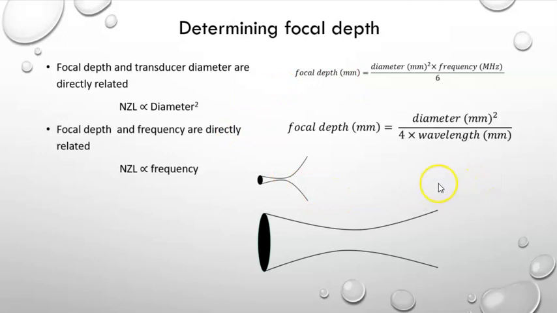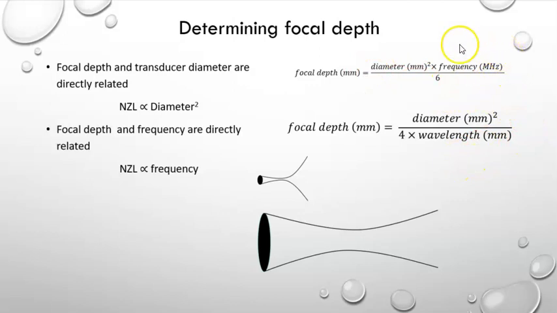A more precise equation which exists is that the focal depth is equal to the diameter in millimeters squared divided by 4 times the wavelength in millimeters. And that will give you the exact depth. So the top one's an estimation, the bottom one's exact. They both work. Okay, they both are essentially equal.